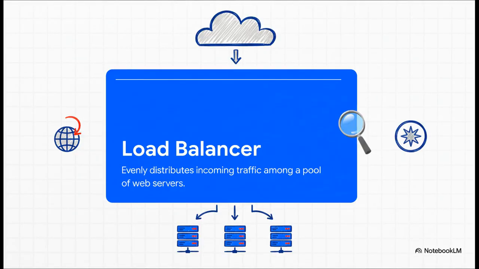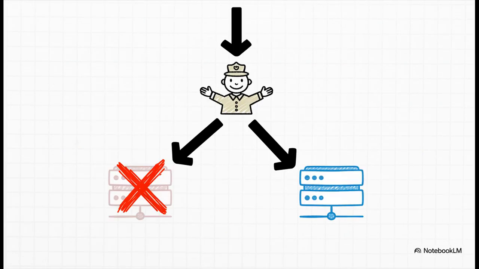And that brings us to our very first key component for scaling out, the load balancer. The easiest way to think about this is like a traffic cop for your app. It just stands there and intelligently directs all the incoming requests across a whole group of servers instead of just one.